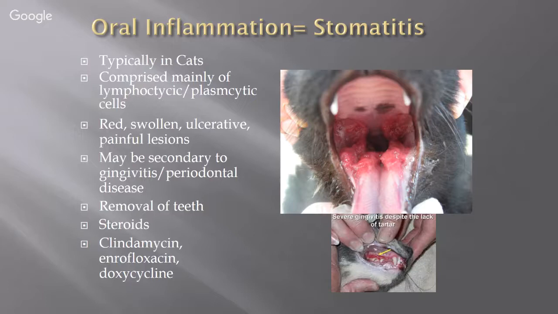They cause red, swollen, ulcerative, painful lesions within the mouth. They're very painful to the cats. It's hard to eat, it's hard to swallow. They'll often be pawing at their mouth. They may be rubbing at their mouth quite a bit. It may be secondary to gingivitis or periodontal disease, and a lot of times we actually have to remove all of the teeth that are involved. Put them on steroids to reduce the immune response, and then an antibiotic like clindamycin and enrofloxacin, which is Baytril, or doxycycline.